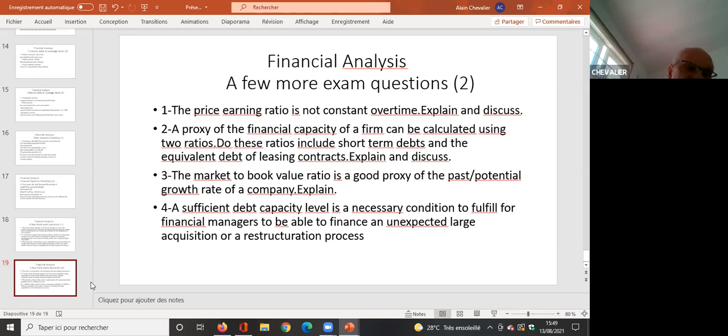If P is going up quickly and the net earnings are stable or going up very slowly, that means that your price earning is going up very quickly. So interest rate is a first explanation.